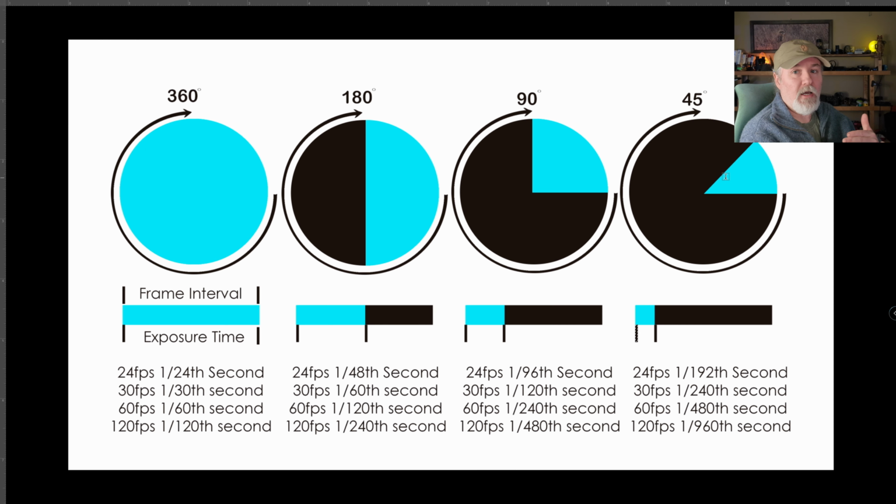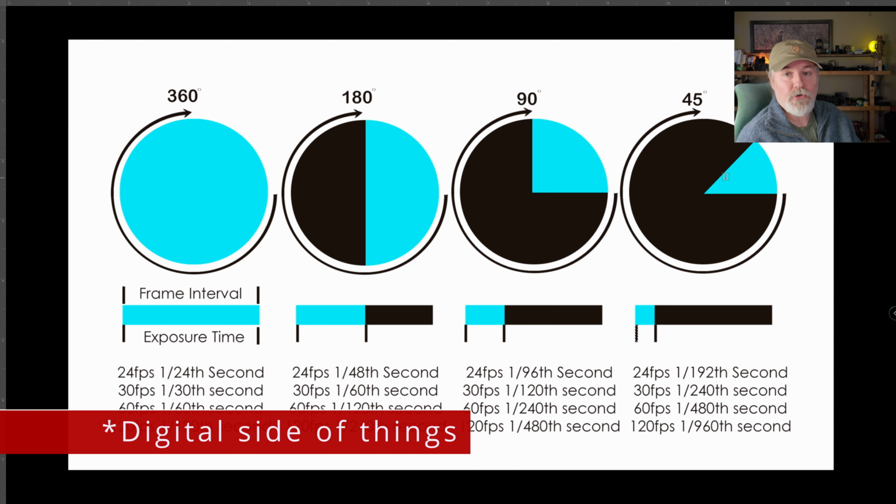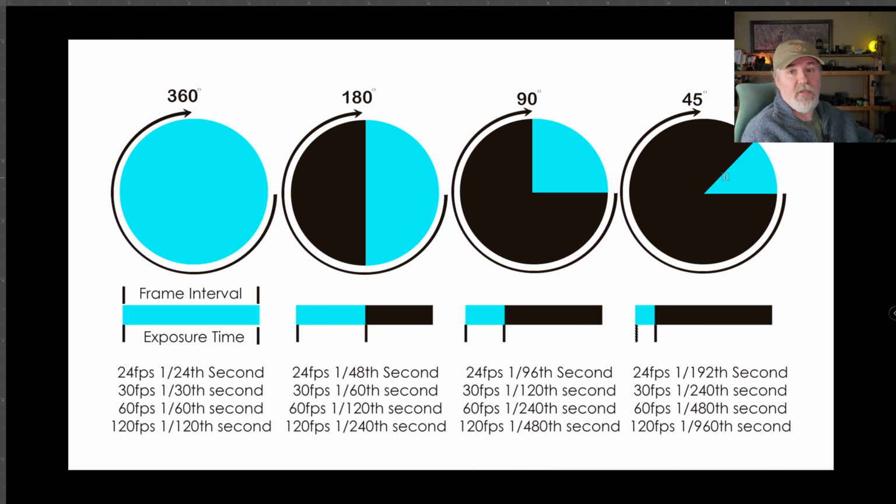So all of this applies to film, but the principles of what it does to the filming and the production will still hold true on the video side of things. None of this is relevant to today's cameras in terms of how it's physically happening.